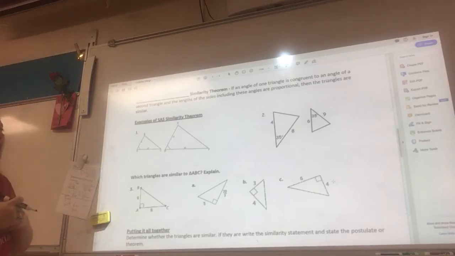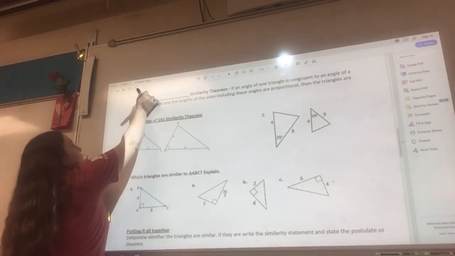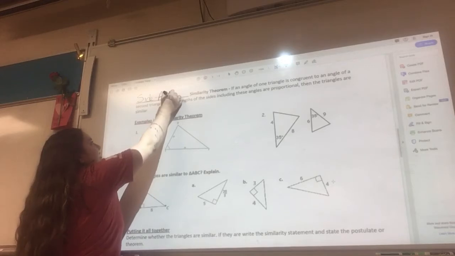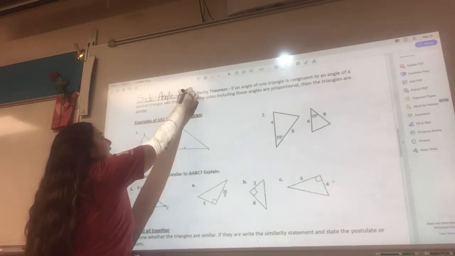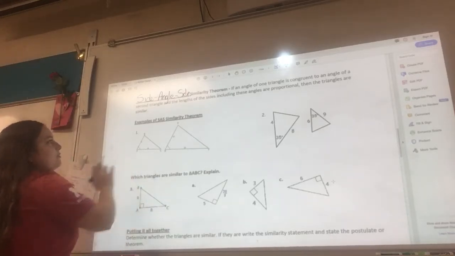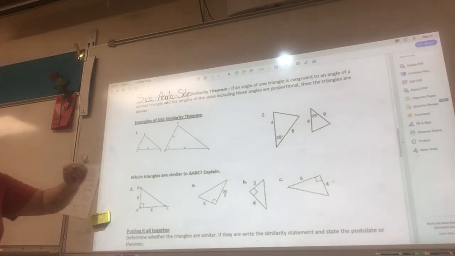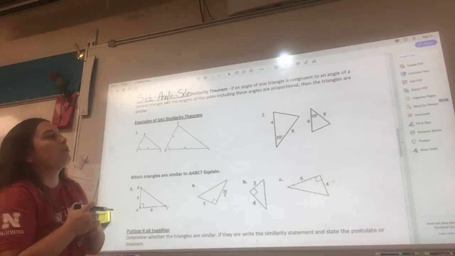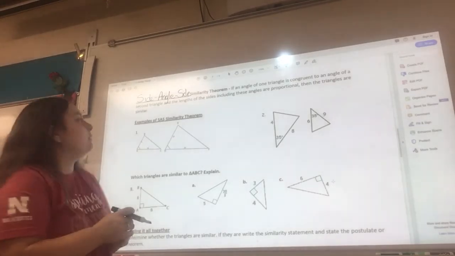Our last similarity theorem today is the side angle side. So we need to have a side that's proportional, then an angle, and then another side. Make sure it is in that order or else it does not work. Okay. So we have examples. Moving on to the theorem. If an angle of one triangle is congruent to an angle of a second triangle and the lengths of the sides that include those angles are proportional, then the triangles are similar.